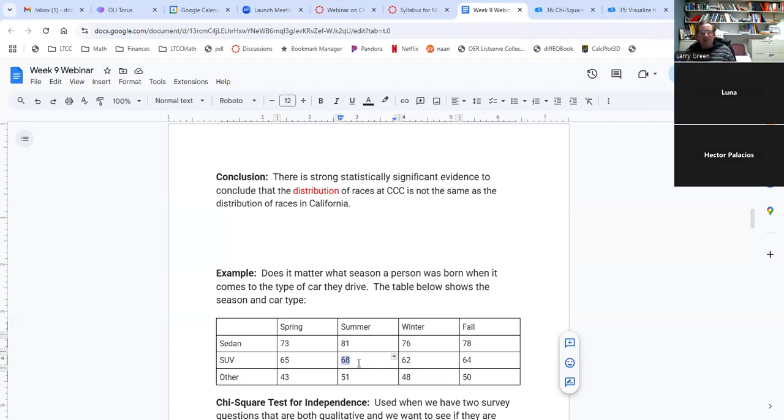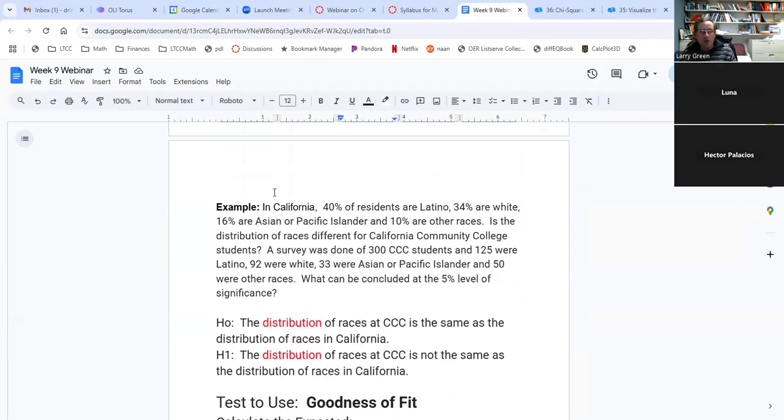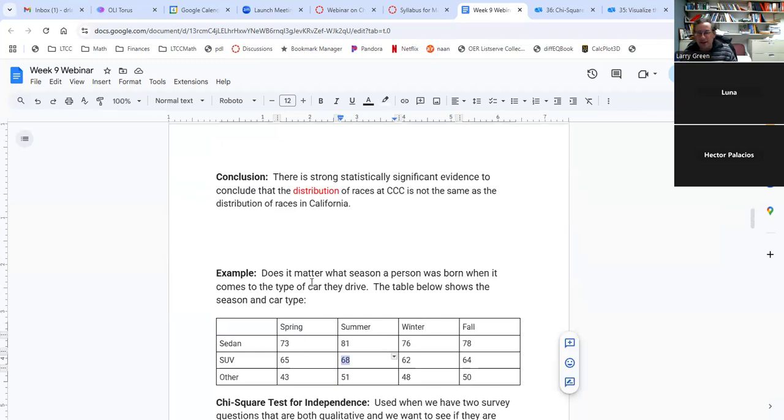Okay. So this is actually very different. Whereas the last one, notice the last one, we had a known distribution and an unknown distribution, and we want to see if the unknown distribution was the same as a known distribution. Here, we actually have two survey questions. The first survey question is, what season were you born in? And the second survey question was, what kind of car do you drive? And both of those survey questions are qualitative. Does that make sense? Because the word summer is not a number, and SUV is not a number either.